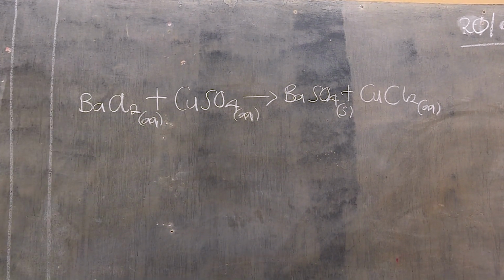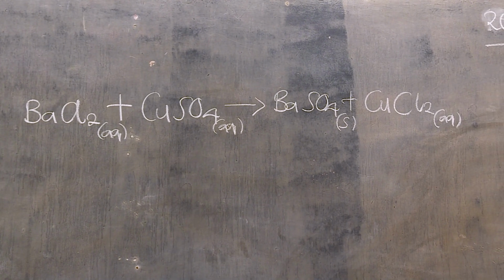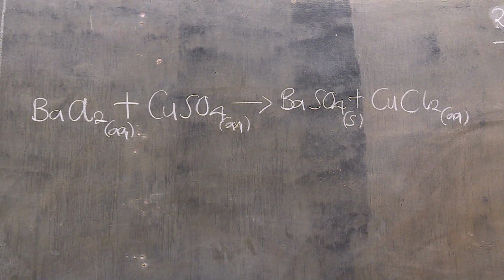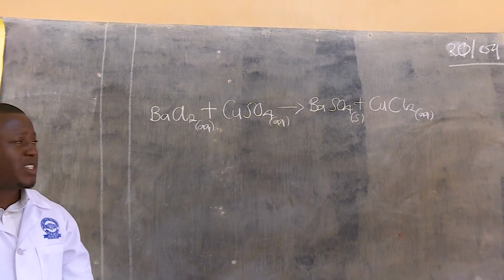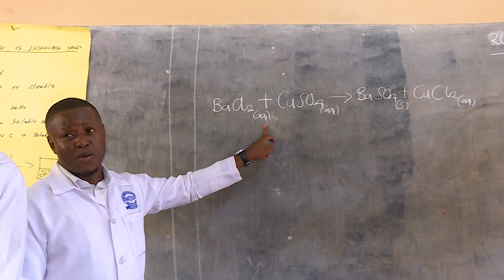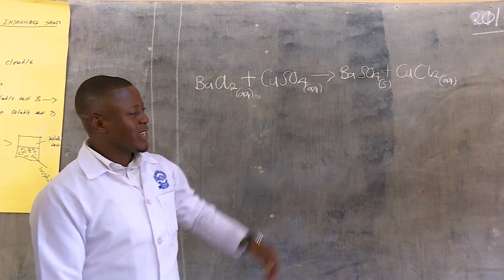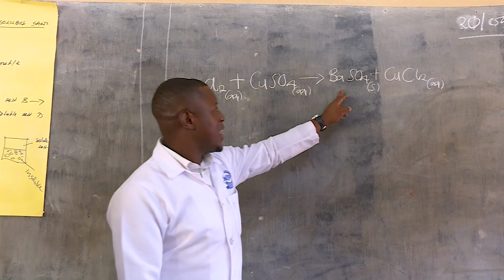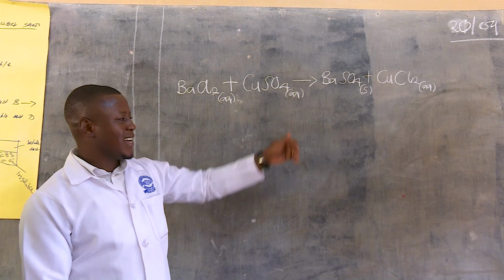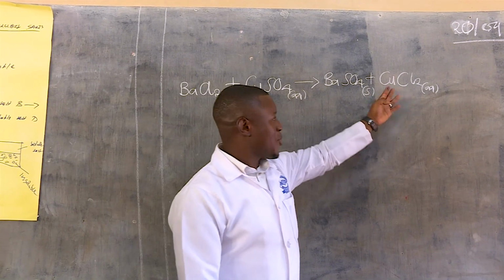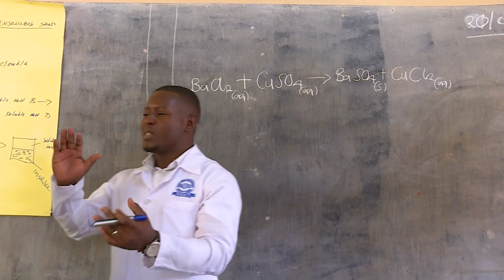Is the equation correct? Yes. It's correct, because from the equation we can tell that barium chloride is a soluble salt. No wonder the state symbol there is aqueous. Then we have copper 2 sulfate, the state symbol again is aqueous. Then what they prepared was barium sulfate, and the state symbol is solid. Then the other soluble salt which was obtained was copper 2 chloride. We can give them another round of applause.